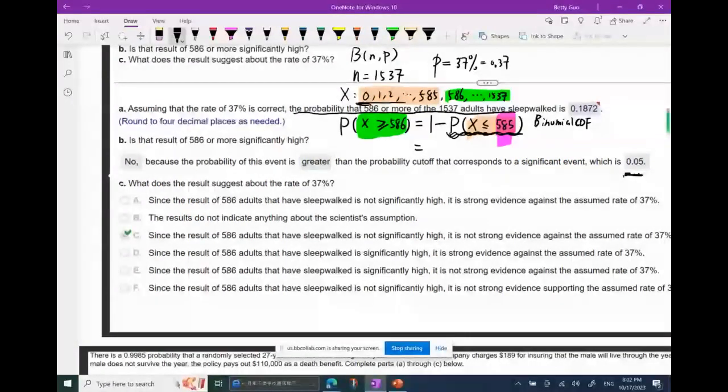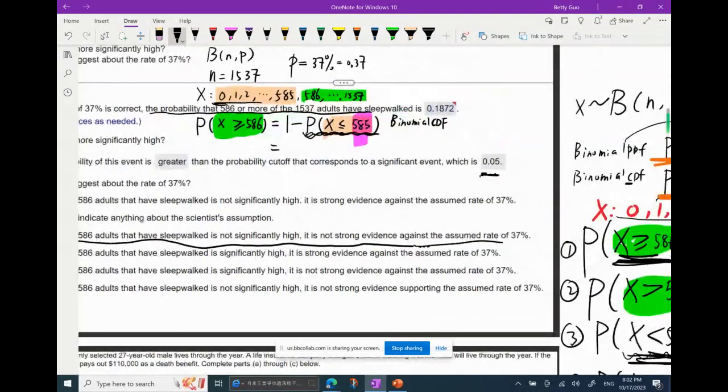And part C, what does the result suggest about the rate of 37%? Because a rare event does not occur in one trial, and since a rare event does not occur, we have no reason to doubt the assumption that the rate is 37%. So since the result is not significantly high, it is not strong evidence against the assumed rate.